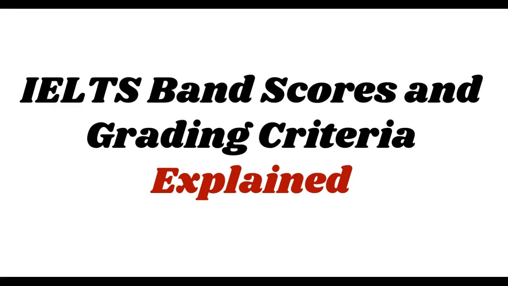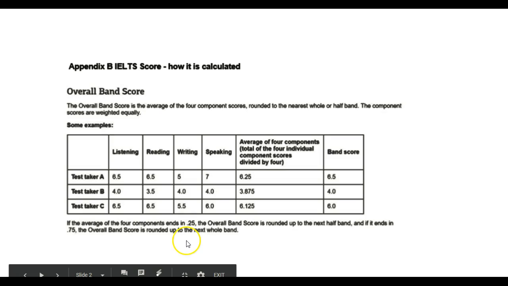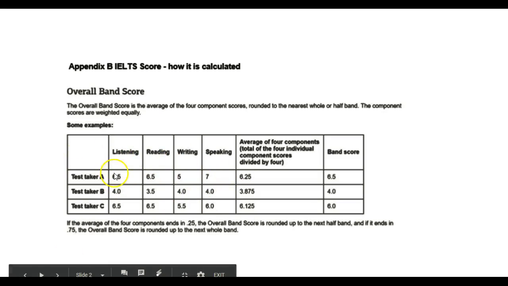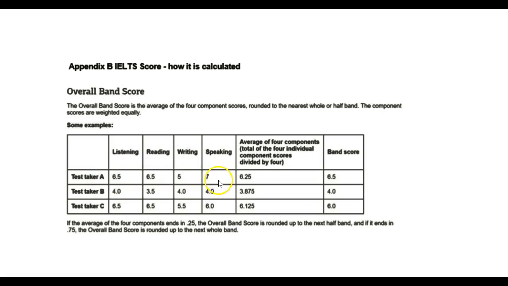Welcome to another lesson. This time I'm going to explain to you guys how your IELTS Band Score is calculated, and then we're going to talk a little bit about how your writing and speaking score is calculated. It's pretty straightforward to know how your average score is calculated. So you have listening, reading, writing, and speaking. The total of the four scores divided by 4 gives you this number here.